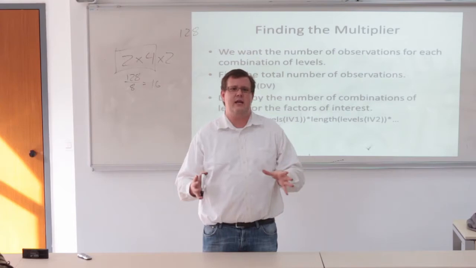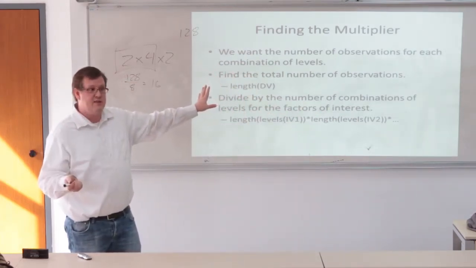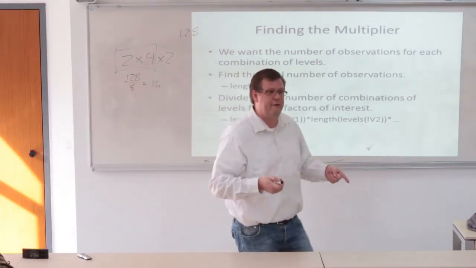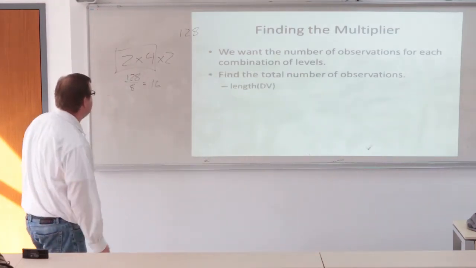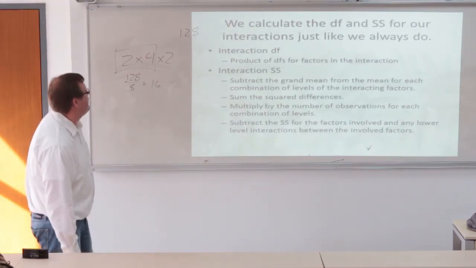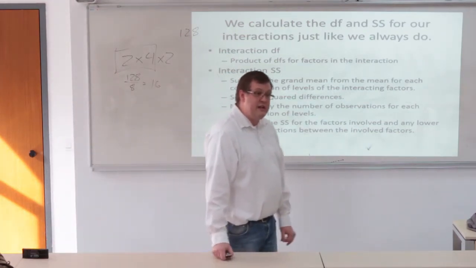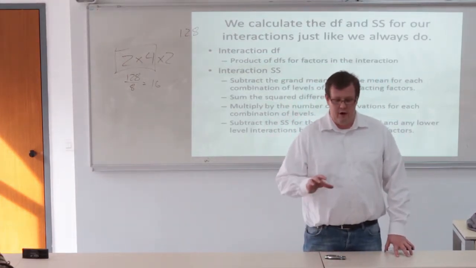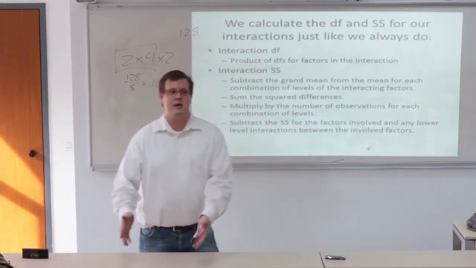So we've talked about calculating these for our non-repeated measures ANOVAs and for our repeated measures ANOVAs. And you're wondering, our mixed ANOVAs, these are different, right? Actually, do I say it's the same here? Yes. Calculate the degrees of freedom and sum of squares for our interactions just like we always do. So there is no difference between finding the sums of squares or the degrees of freedom for a non-repeated measures ANOVA, for a repeated measures ANOVA, or for a mixed ANOVA.